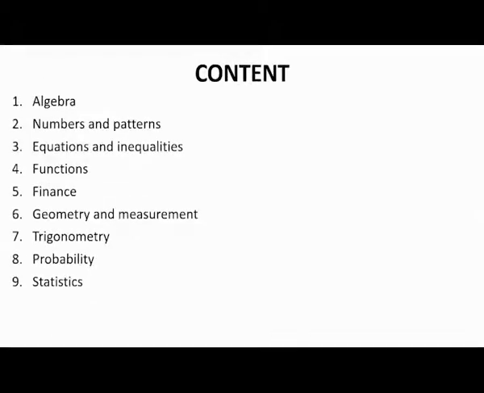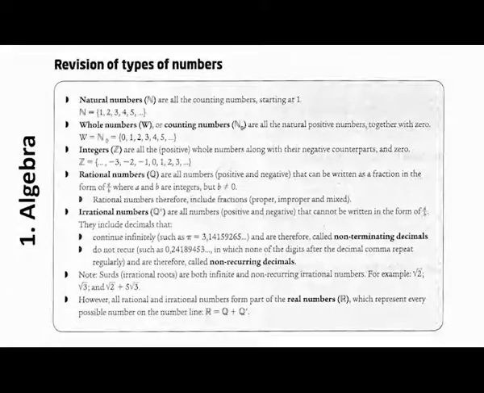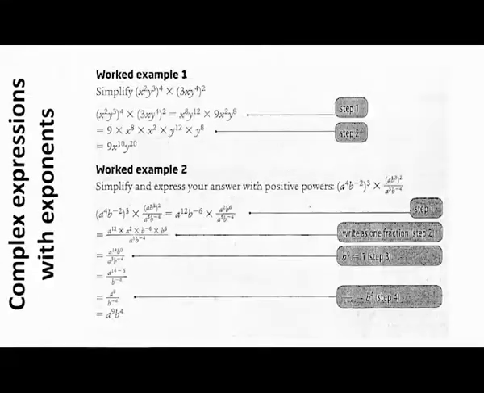So it's algebra, numbers, equations, functions, finance, geometry, trigonometry, probability, statistics that you have to prepare. The numbers, there you see the natural numbers, whole numbers, integers, rational numbers, irrational numbers. So you can go through all the examples that we have there. You can all read this, so I'm not going to read everything for algebra.